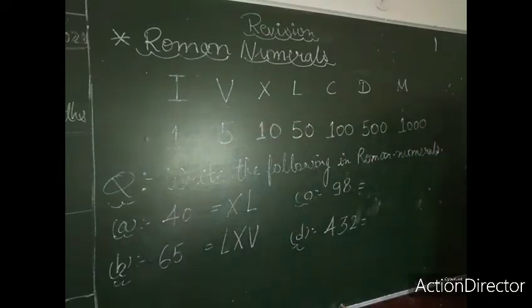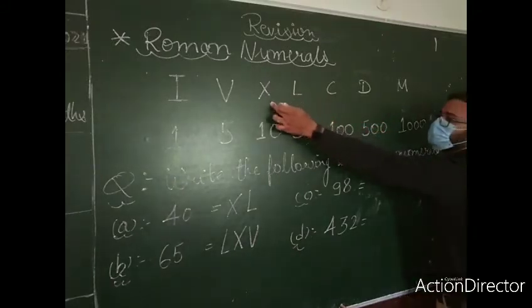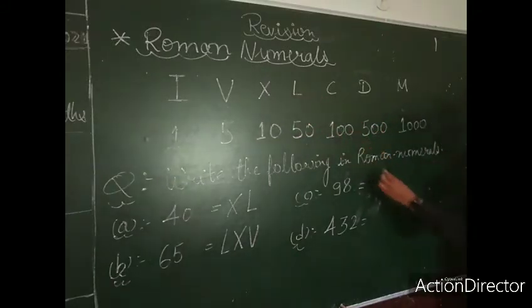Now how do we write 98 here? First we subtract 10 from 100. So we write XC. Then we get 90, right? And how do we write 8? V and triple I, right? So we say that 98 we write in Roman numerals as XCVIII.